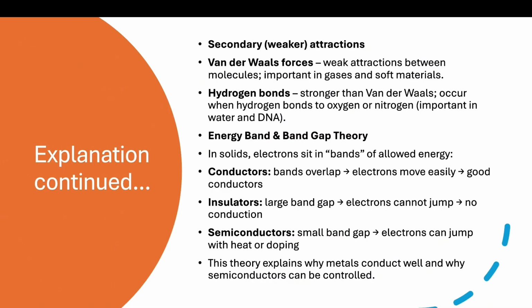And the energy band and band gap theory just means that in solids, electrons sit in bands of allowed energy. In conductors, bands overlap and electrons move easily, which means it's a good conductor. Insulators have a large band gap, electrons cannot jump, which means there's no conduction. Semiconductors have a small band gap, electrons can jump with heat or doping, and this theory explains why metals conduct well and why semiconductors can be controlled, due to the fact that electrons can jump depending on what we want them to do.